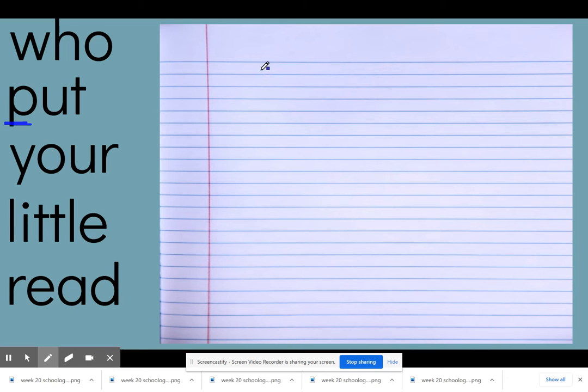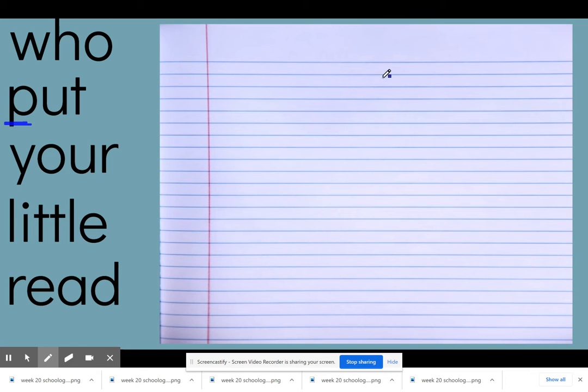Then make sure you put your space. Your next word is the. That is a word you see and use all of the time. If you need to pause at any time to give yourself a little more time to write, you can do that and then just hit play when you're ready. So right now you should have put the.